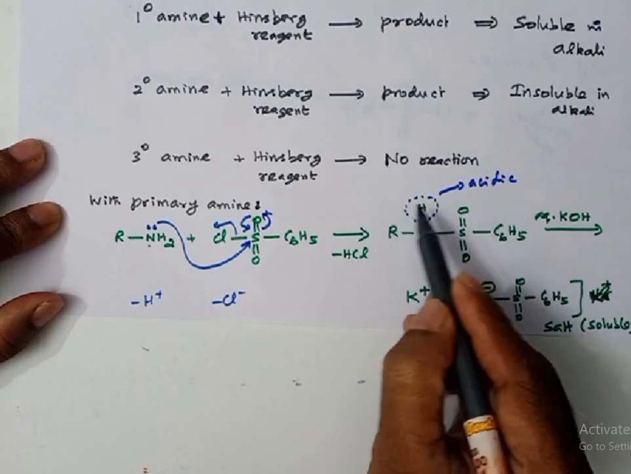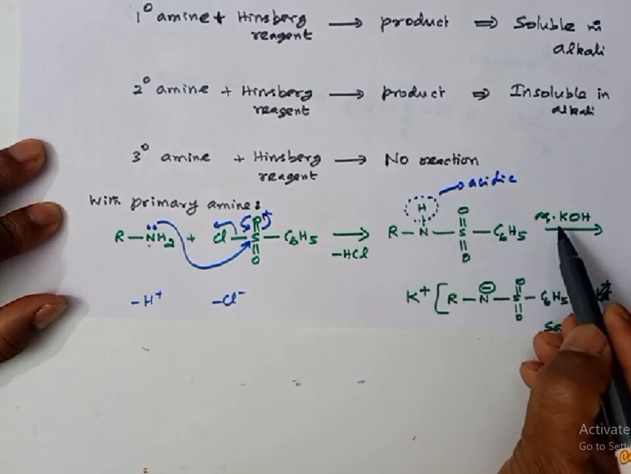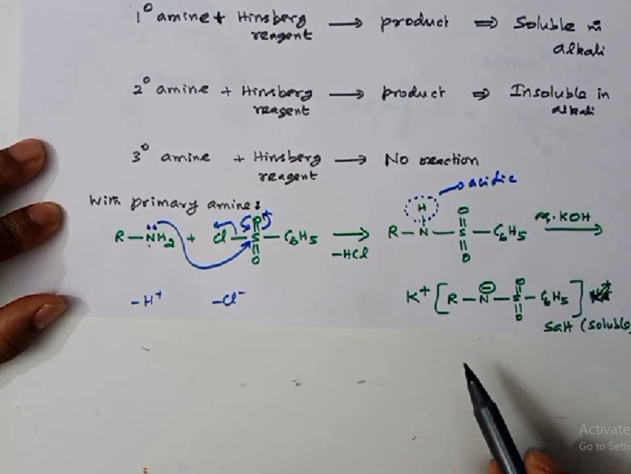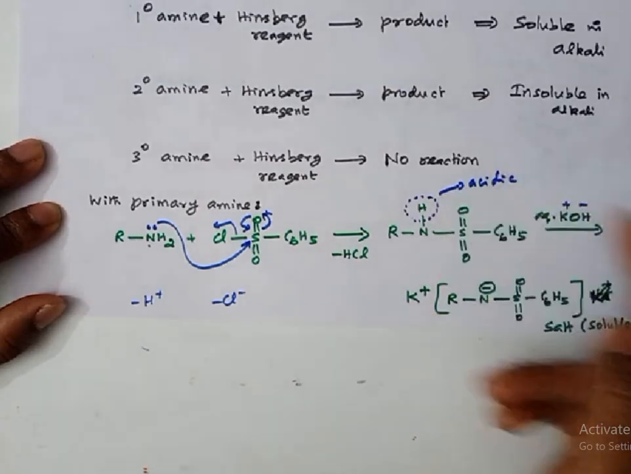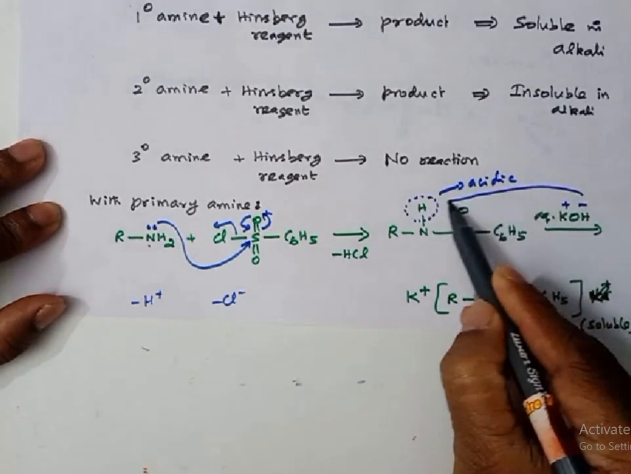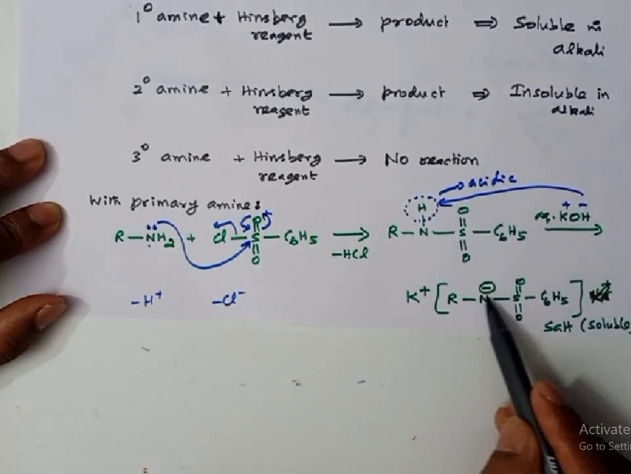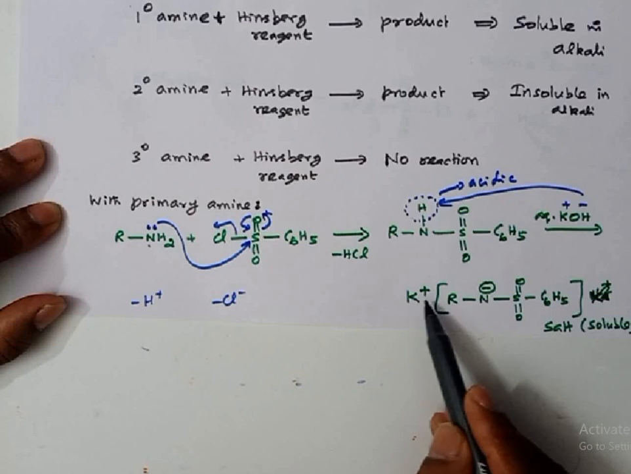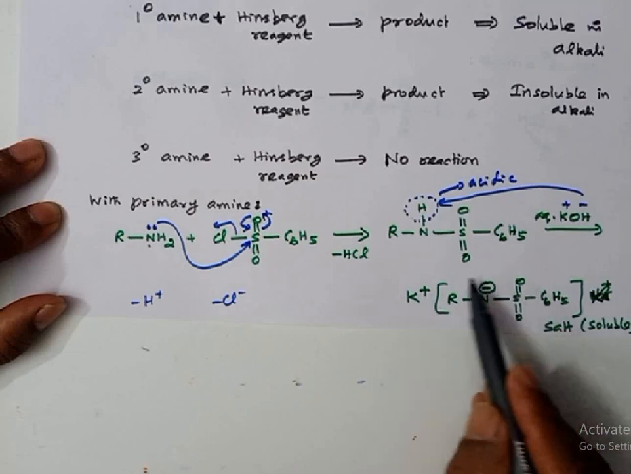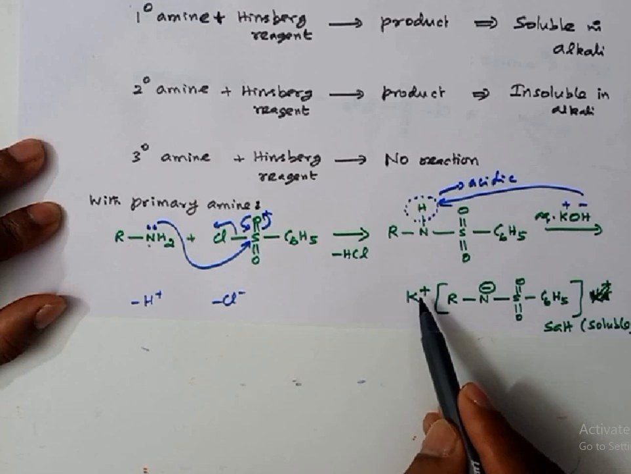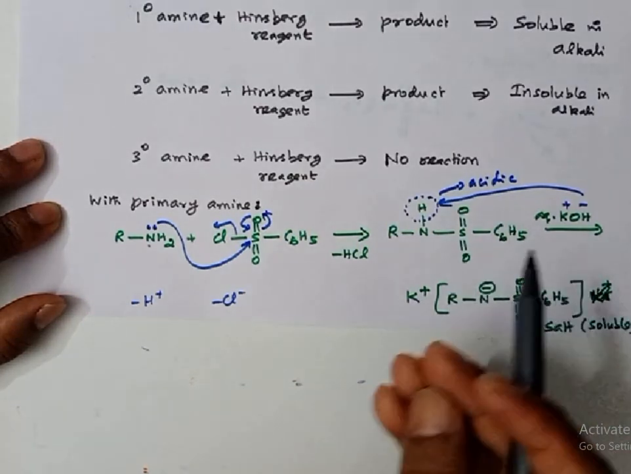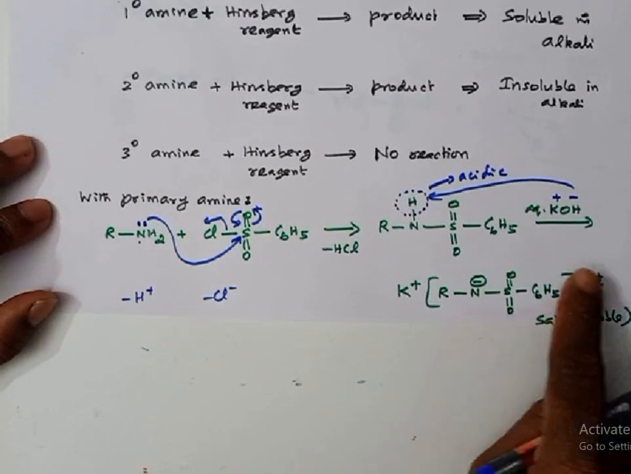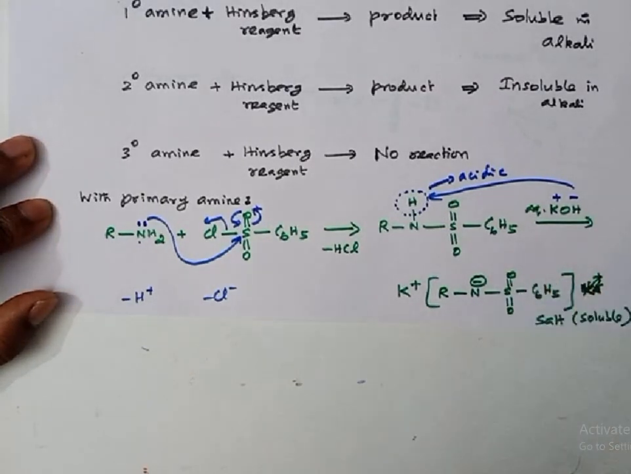Since this compound has acidic hydrogen, if you add aqueous KOH or NaOH, this OH minus will remove this H plus and form an anion. See, the OH minus removes this H plus and forms an anion, and the K plus acts as a counter ion, so you will get a salt, having a positive ion and the anion, right? And this salt, you know very well, most of these salts are soluble in water, so this salt dissolves in water, you will get a clear solution.